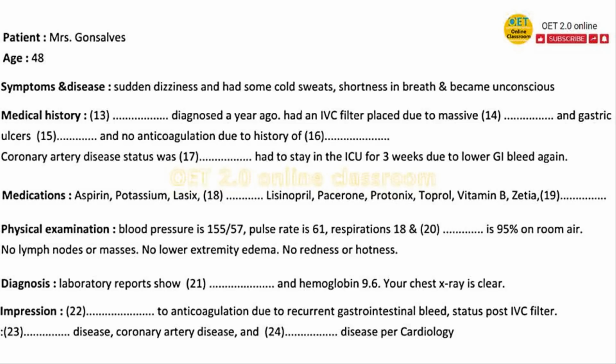But during that time, I had an IVC filter placed due to massive gastrointestinal bleeding, diverticulosis and gastric ulcers, paroxysmal atrial fibrillation, and no anticoagulation due to history of gastrointestinal bleed. Coronary artery disease status was post-bypass graft surgery at that time. I had to stay in the ICU for 3 weeks due to lower GI bleed again. Okay. What medications are you taking now? Aspirin, potassium, Lasix, levothyroxine, lisinopril, Pacerone, Protonix, Toprol, vitamin B, Zetia, Zyrtec.